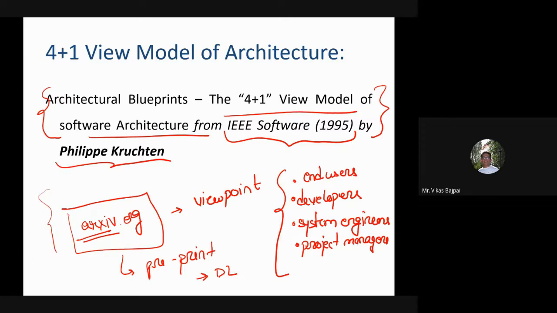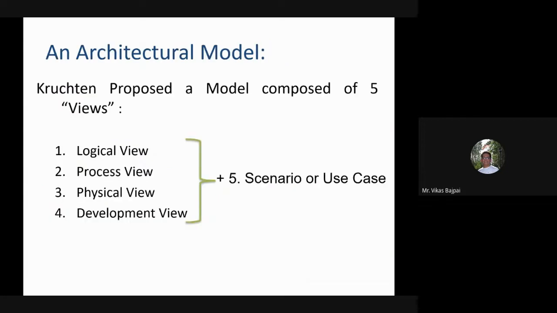But okay, coming back to this, what we were saying was that here we are talking about all these stakeholders, right? That's the major thing which makes this popular. So Philippe basically proposed a model which has 5 views: one is your logical view, another is your process view, another is your physical view, then we have a deployment view, and the last one is the plus one view. That is nothing but your scenarios or use case view.